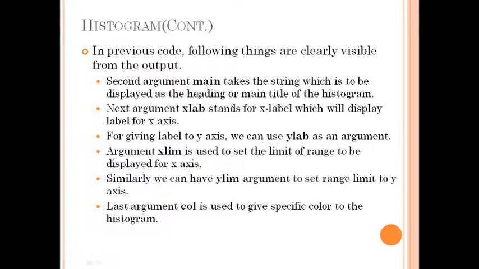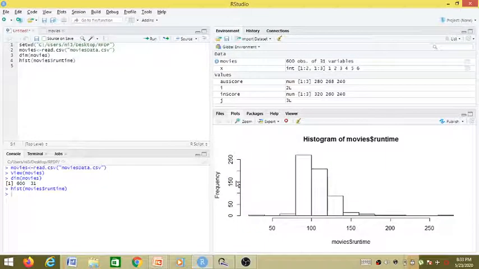The main for title, xlab for label on x-axis, ylab for label on y-axis, xlim for setting the range, and we can also use ylim if we want to set the range over the y-axis as well. So this is the modified version of the histogram function using which we can customize our histogram. So let us do it on RStudio. We will use the same function, we'll just modify it.